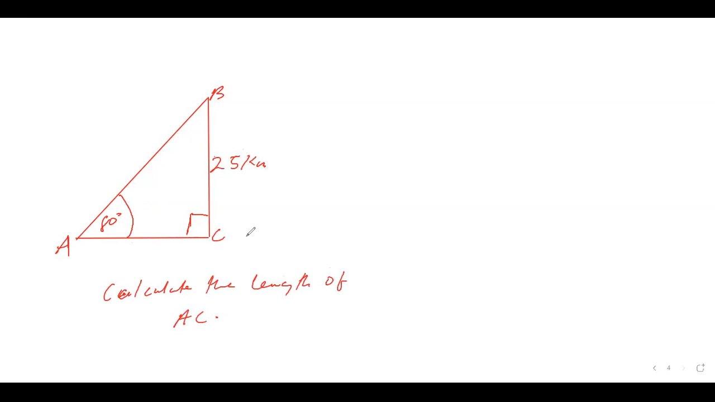So if you are given something like this, what would be the first thing we would do? We label the sides. Can you help me label the sides, please? Hypotenuse, yes. What would be here? Opposite. Yes. What would be here? Adjacent, right? You always look for the hypotenuse, followed by the opposite, and whatever is left is your adjacent, all right?